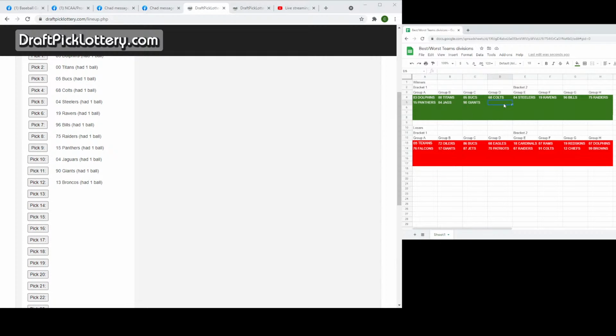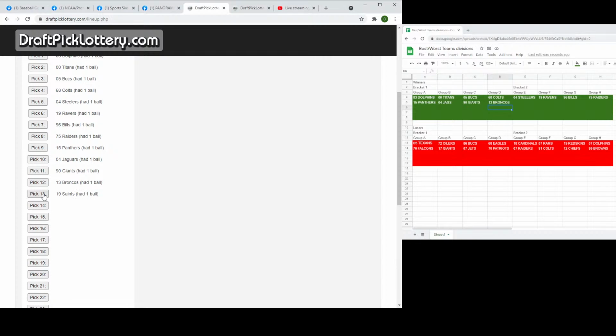Pick 12, the 13 Oh, wow. Remember the SRS League, the 13 Broncos played the 68 Colts, and was it the 47-7 one? It was a 47-7 mistake, and here it is. That's going to be Group D.